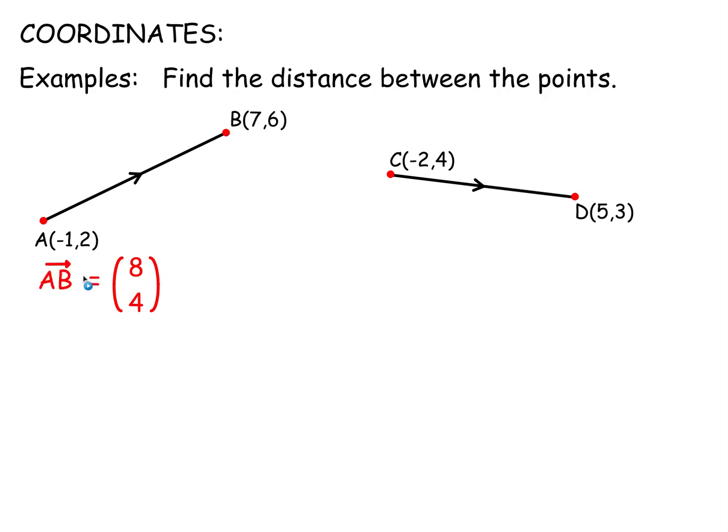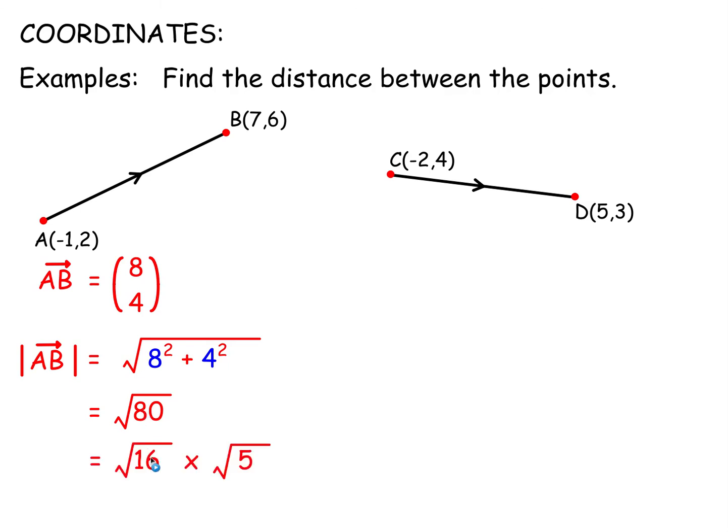And the magnitude of AB, that's the size of directed line segment AB, is 8 squared plus 4 squared, and take the square root. 64 and 16 make 80. That's root 16 times root 5, which is 4 root 5. So that's simplifying the surd at the end. So get the component form, square, add, and take the square root.